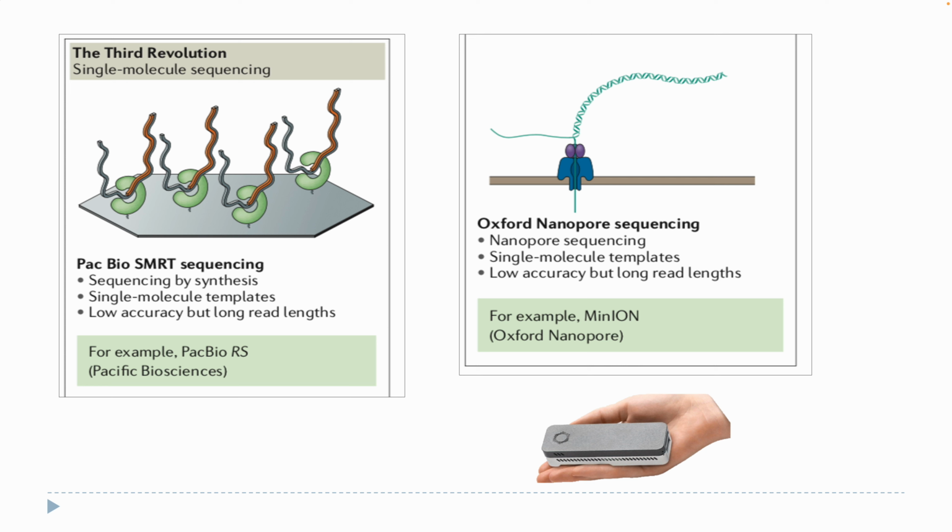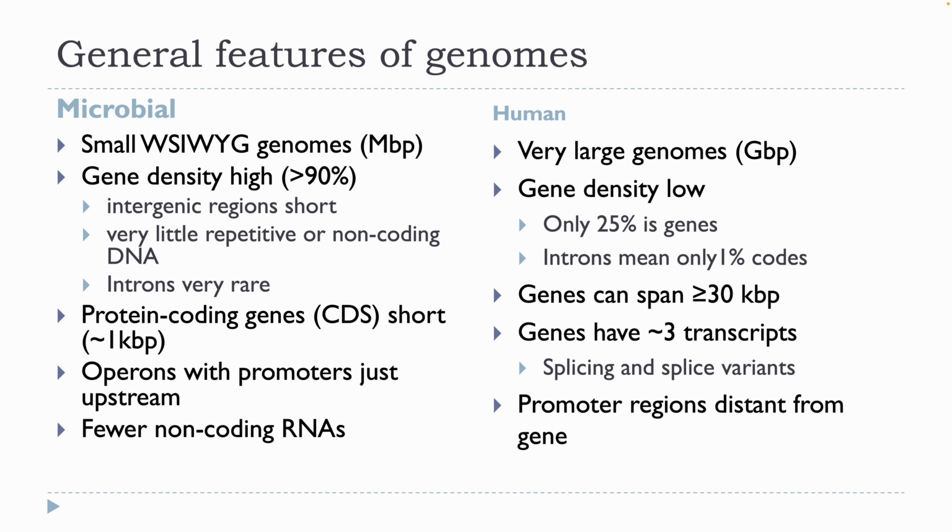But a real game changer has been the so-called palm top sequencing from Oxford Nanopore, where you have these instruments that you could fit into the palm of your hand, so-called nanopore sequencing, where a DNA molecule goes through a nanopore in a membrane, and you measure changes in the voltage as it goes across. And again, this is low accuracy but very long read lengths, and the accuracy has got better and better over time, so it is now at the stage where it is rivaling Illumina sequencing in terms of accuracy. Okay, that's just a brief introduction to the technologies.